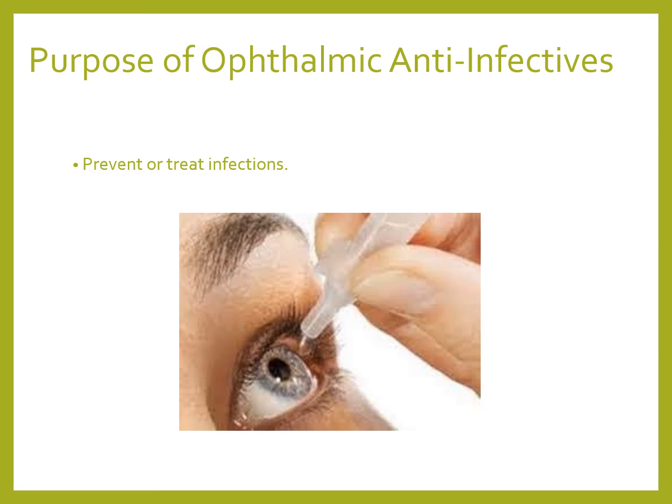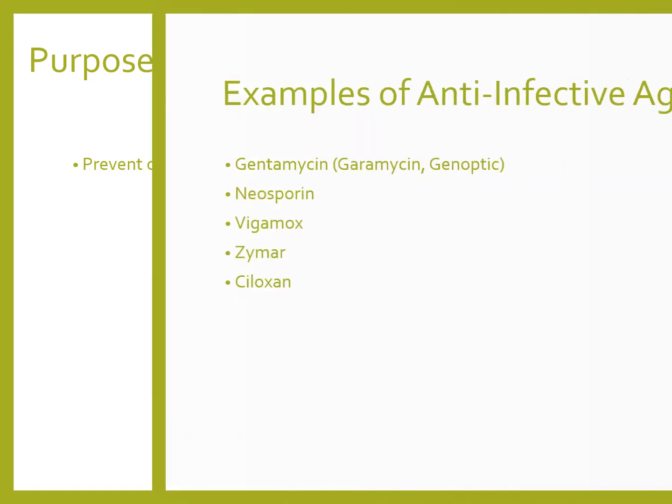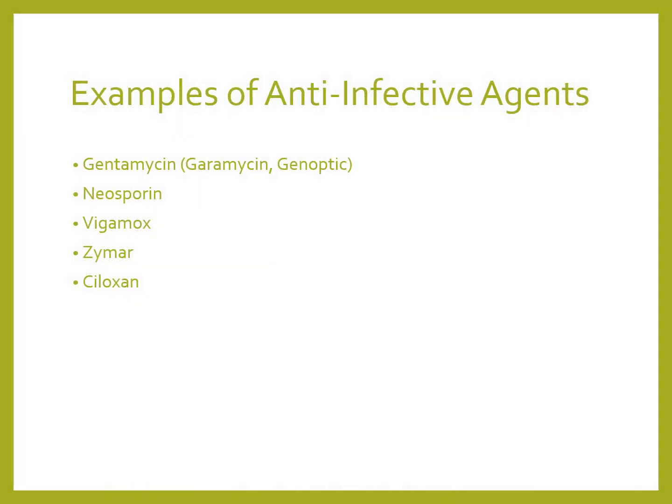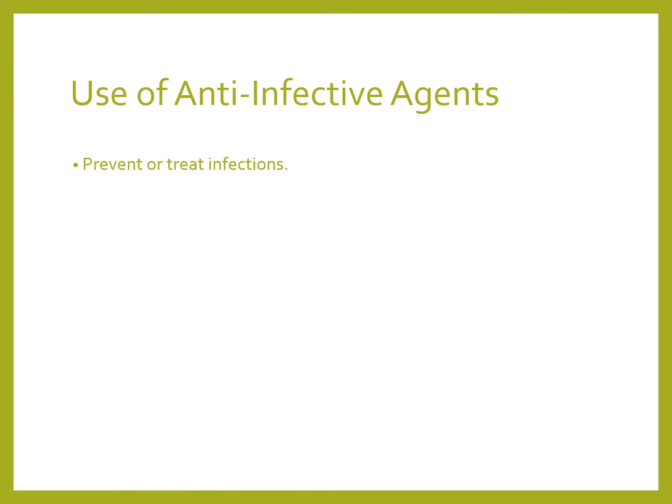Next category of agents are ophthalmic anti-infectives. So these in ointment form are often used to treat external ocular infections. Some of the common ones are going to be gentamicin, Neosporin, Vigamox, Zymar, and Ciloxan. In surgery, a lot of times these anti-infectives are used to guard against postoperative infections.